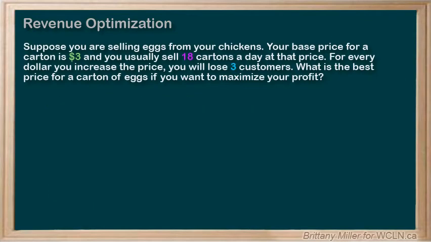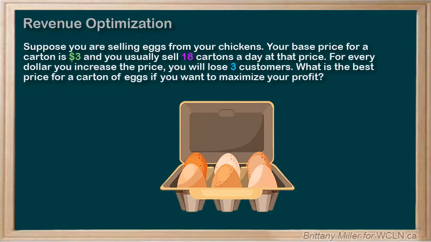Suppose you are selling eggs from your chickens. Your base price for a carton of eggs is $3, and you usually sell 18 cartons per day at that price. You've experimented with raising and lowering the price in the past, and your data shows that for every dollar you increase the price, you lose 3 customers. So, what is the best price for a carton of eggs if you want to maximize your profit?